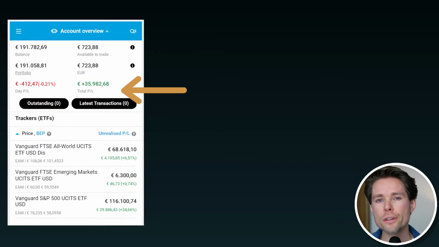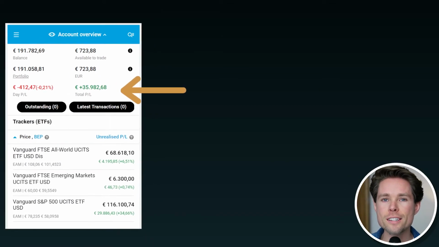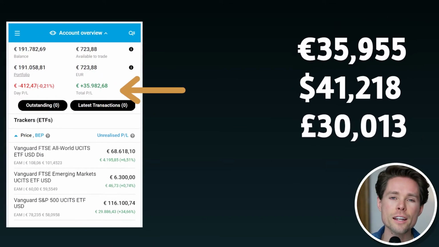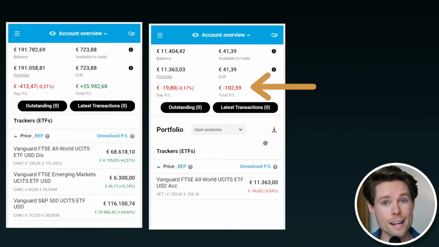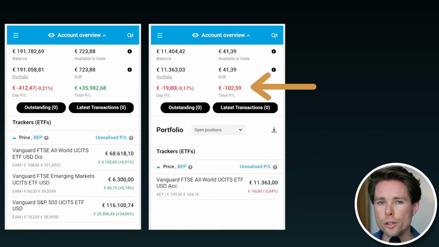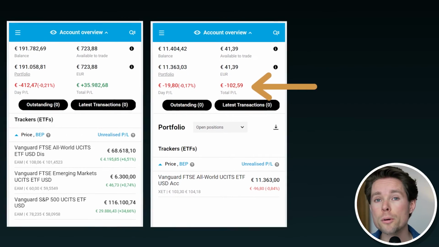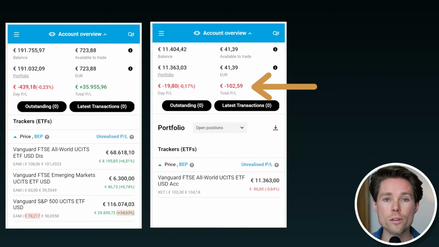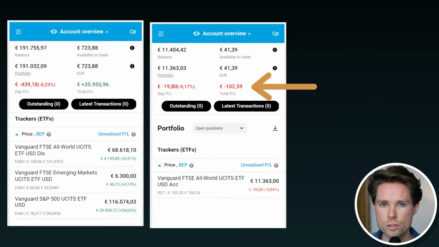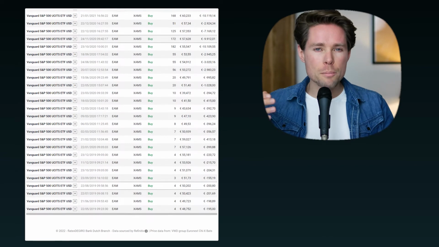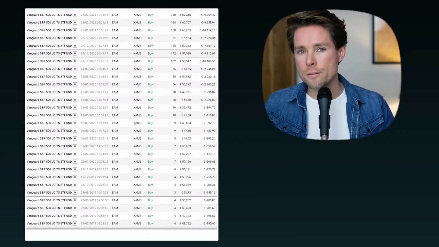So the total profit of my regular brokerage account currently sits at 35,955 euros. My retirement brokerage account, on the other hand, has a loss of 102 euros. So adding these two numbers together, we get a total profit of 35,853 euros. And to paint you a better picture, I started my regular account in May 2019, so almost 3 years ago.